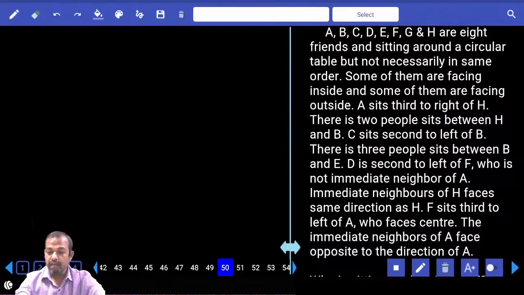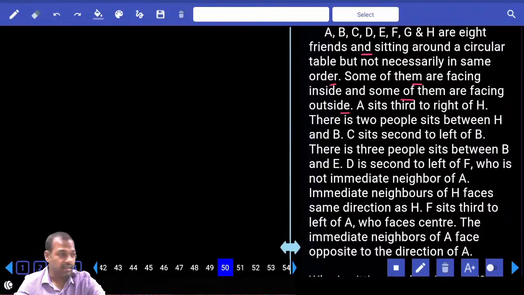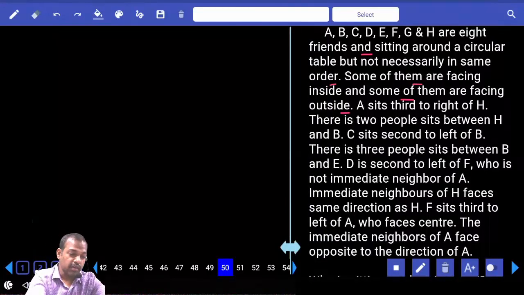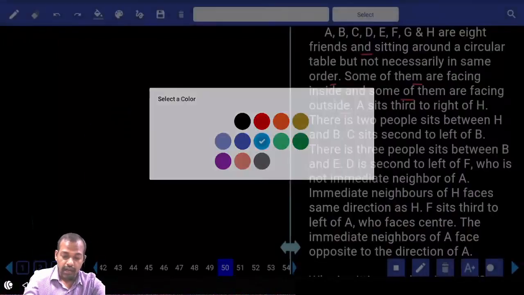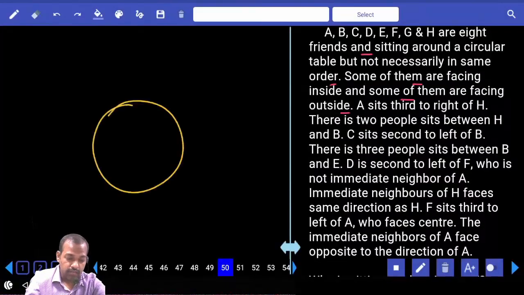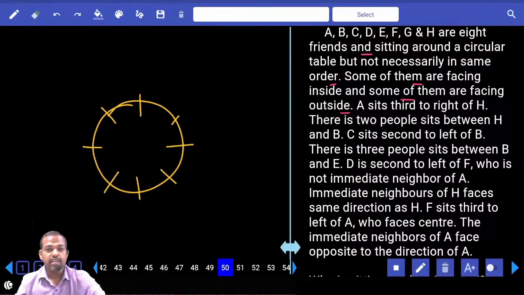A, B, C, D, F, G and H are eight friends sitting around a circular table, but not necessarily in the same order. Some of them are facing inside and some of them are facing outside. Now tell me, in total how many members are there here? Eight members are there, and all these eight members are sitting around a circular table. Among these eight members, some are facing inside and some are facing outside.